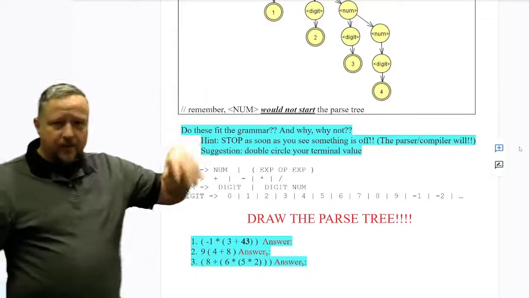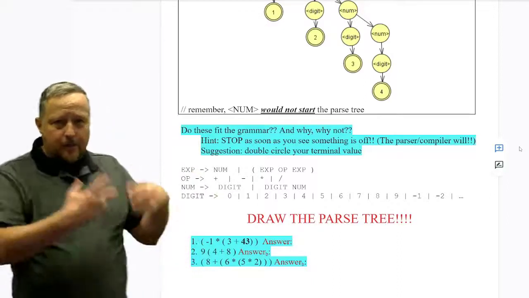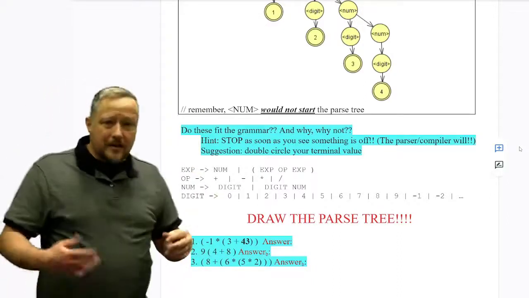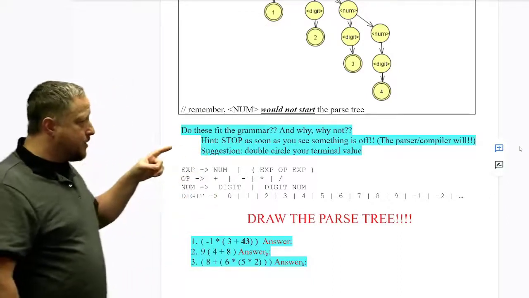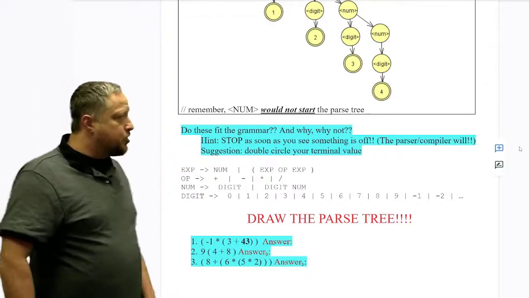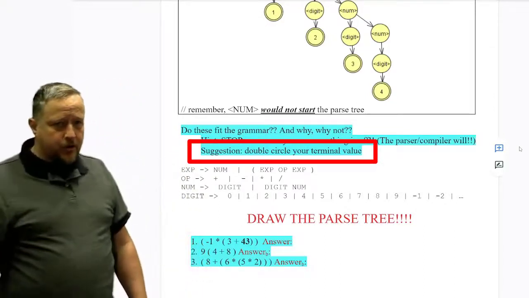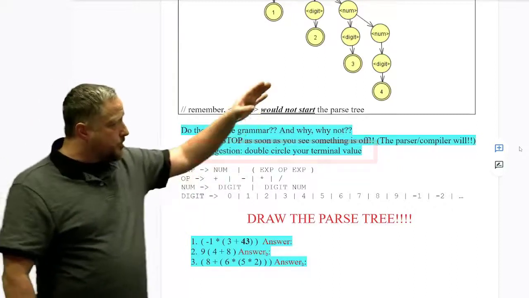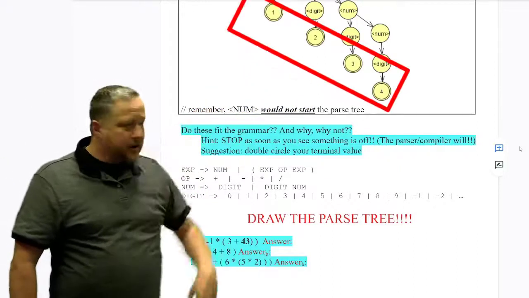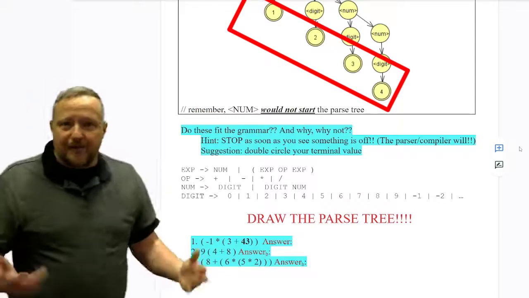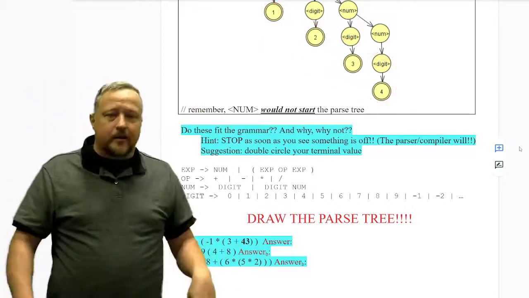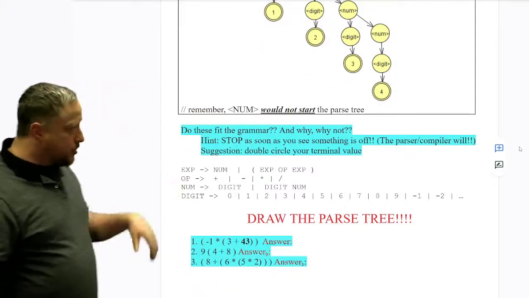You've already seen a couple of examples. Use that as your help and guide and go from there. I would literally draw circles. As a matter of fact, there's a suggestion here. It says double circle your terminal value, and we just went over that, so you should know what that is. You're going to see the double circle ones in the picture that we have right here. We know it shouldn't go any further after that because it's a terminal. It's done. Then your non-terminals just use a regular circle.